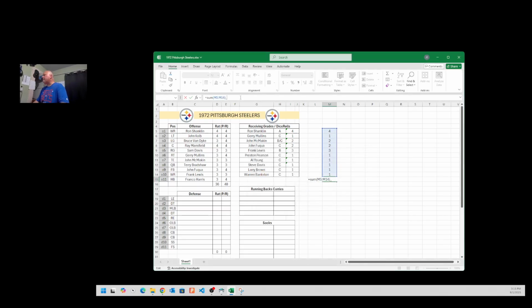What did I type? Stupid fat fingers. I used to be able to text and type with no problem. Now I can't do it anymore. I blame AI. Equals M5 divided by M15.